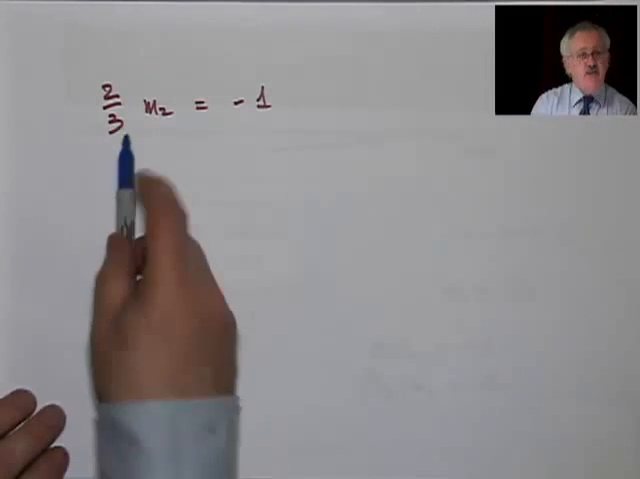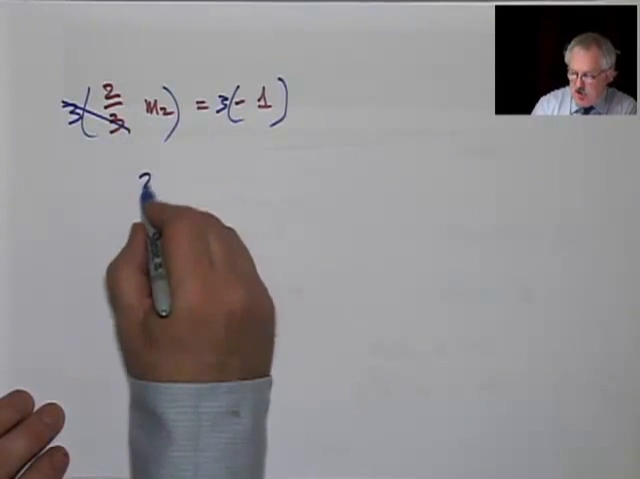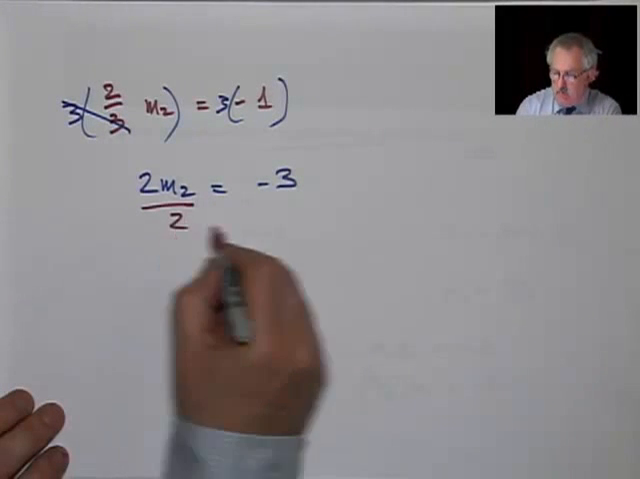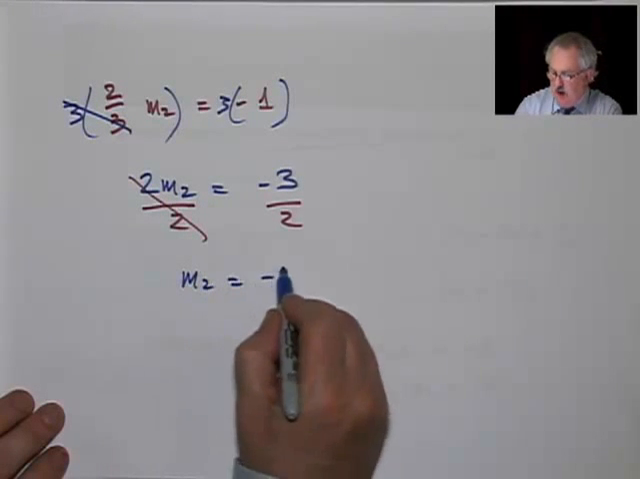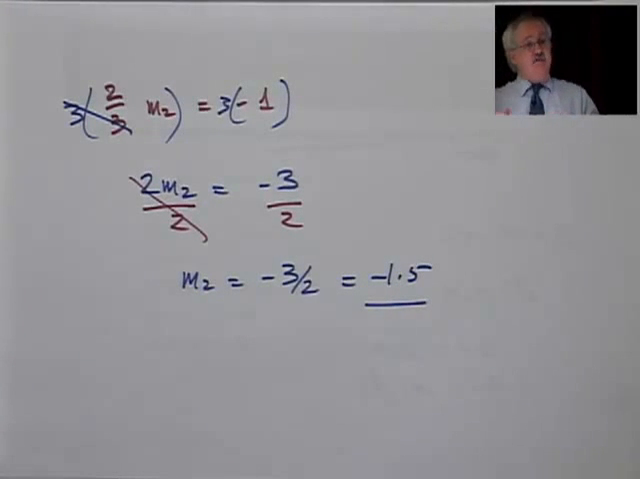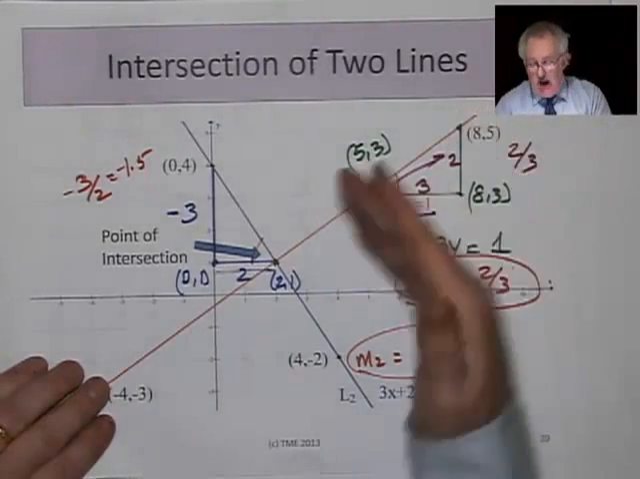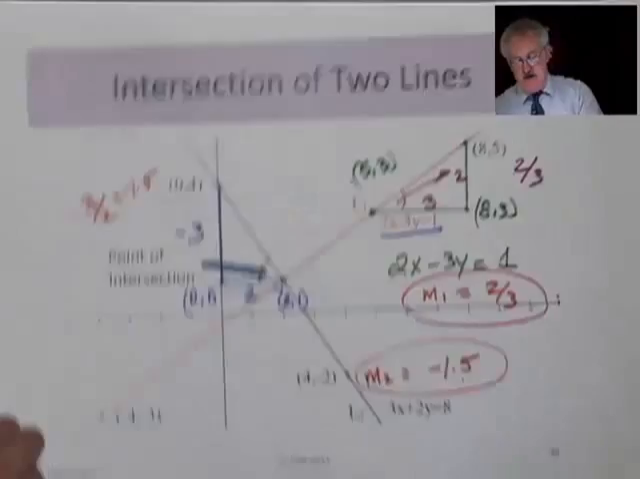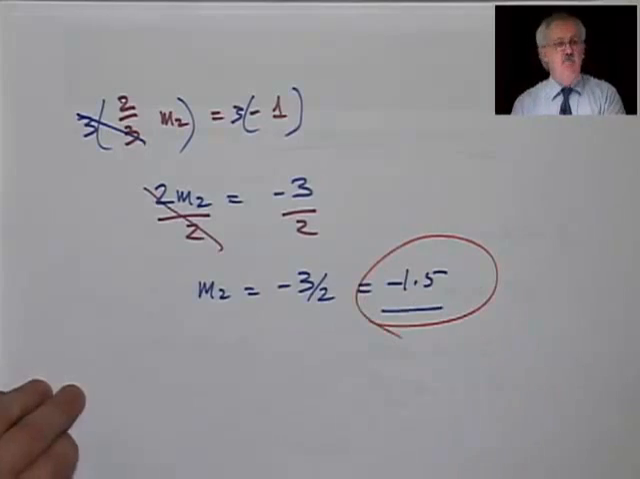How do we do that? I don't like the number 3, so I'm going to multiply by 3. So I get 2m2 is minus 3. Don't like the number 2, so m2 is equal to minus 3 over 2, which is minus 1.5. I have now found that if I have a line, I can find the slope of that line, and by just a quick bit of maths, the slope of the line perpendicular to it. The slope of the line perpendicular to the 2 over 3 is minus 1.5.